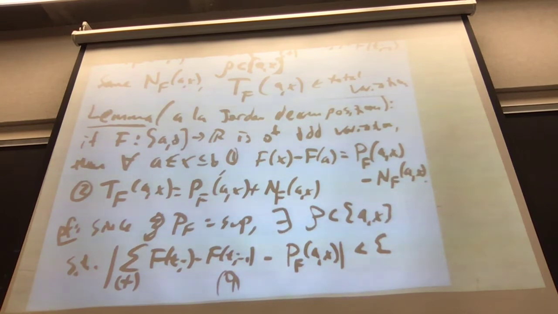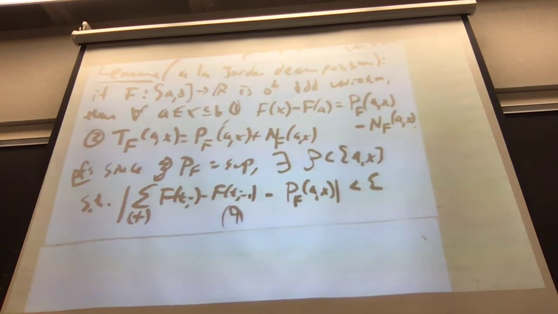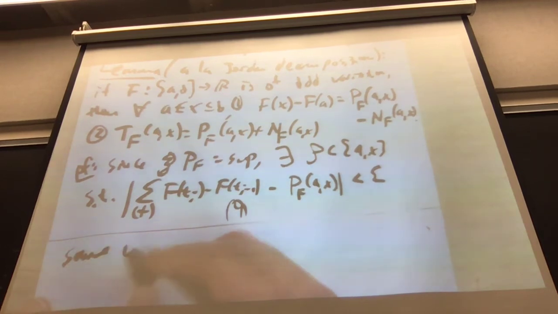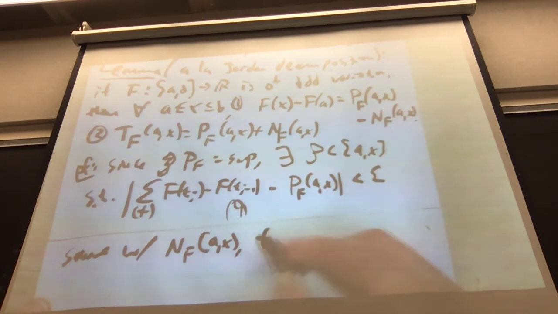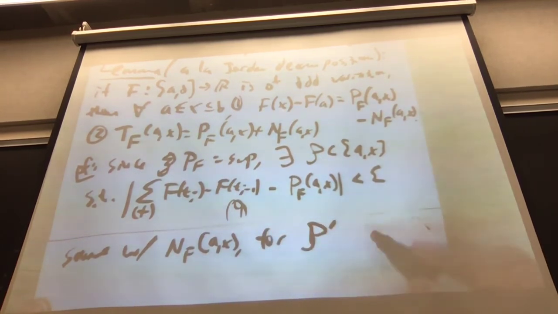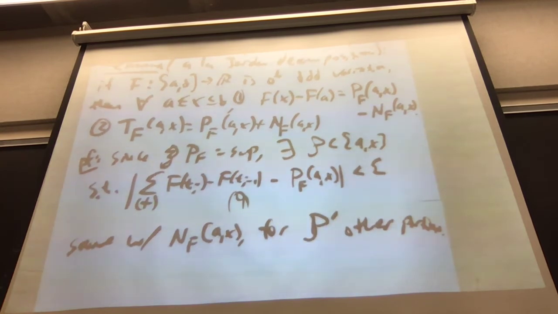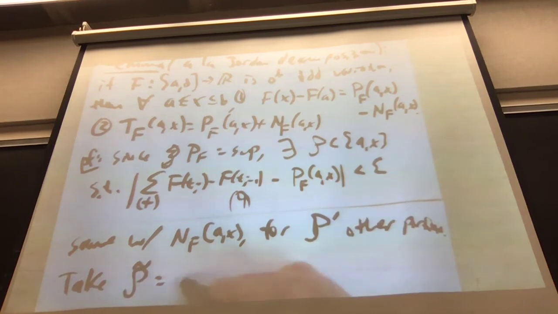That's what it means to be a supremum. There is a partition that gets within it, from one direction, from above or below, whichever way it's supposed to go. And same with the negative: same with NF on a to x for some other partition, a partition P prime. Take the common refinement. Take P tilde, the common refinement.